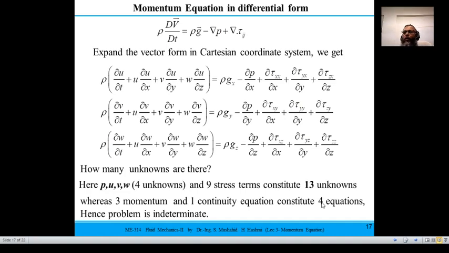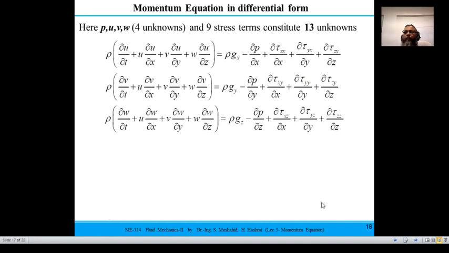Now our attention would be focused on making it determinate. Let's see what we can do. Either we increase the number of equations or we reduce the number of unknowns.